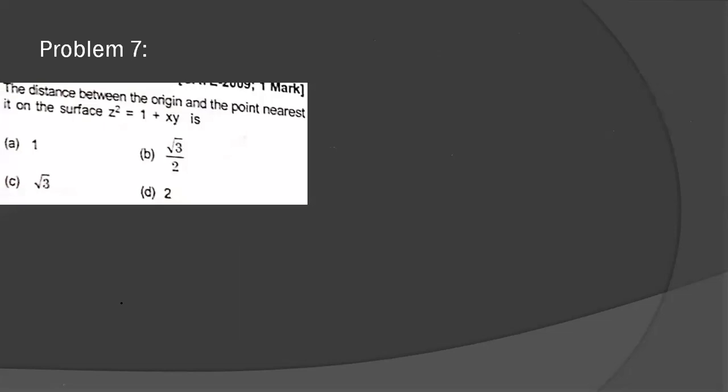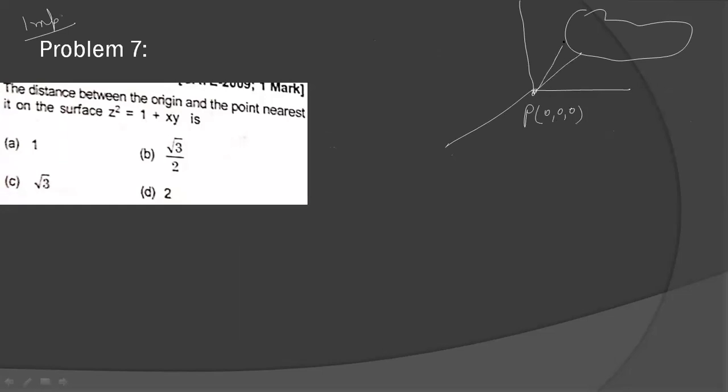The next problem is a very important problem and a favorite for coming years. Find the distance of the origin to the nearest point on the surface. Suppose we have a 3D surface and we want the nearest distance from the origin. I don't know the nearest distance. Suppose this is the nearest distance and the point is x comma y comma z because we are in 3D space. So this is the O point and this is your P point. Then the distance OP is under root x square plus y square plus z square.